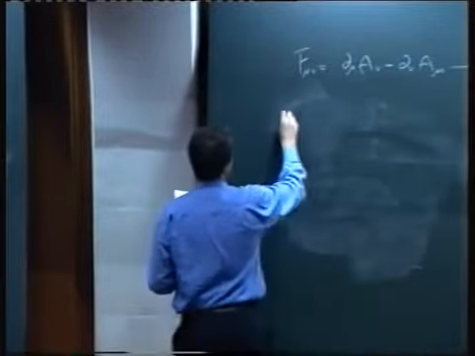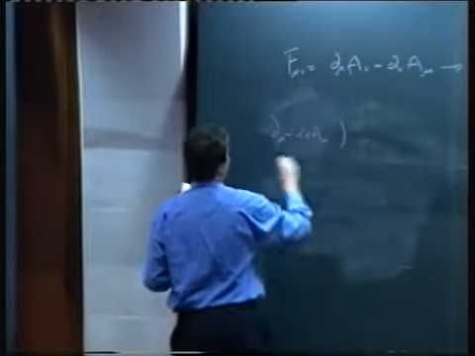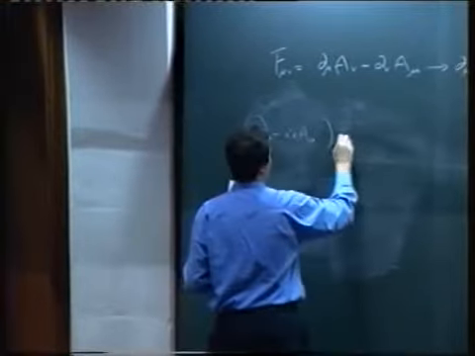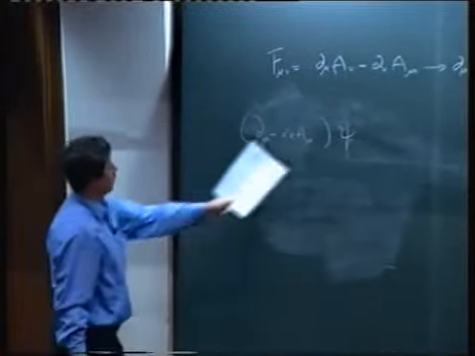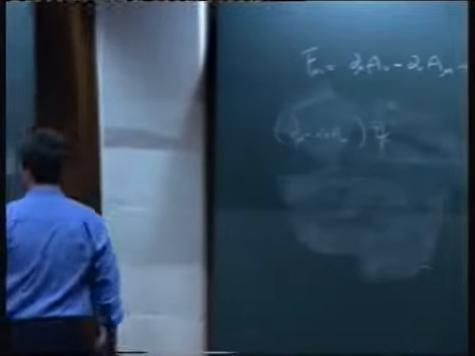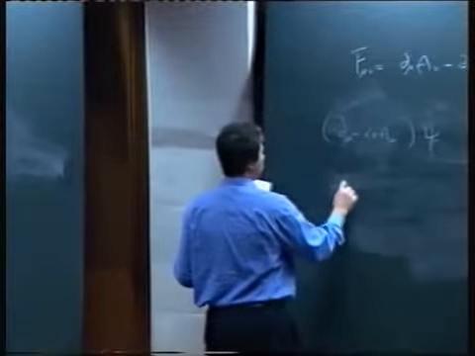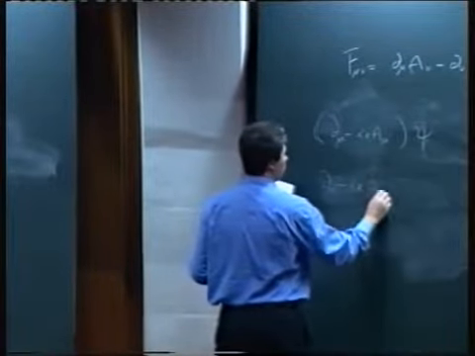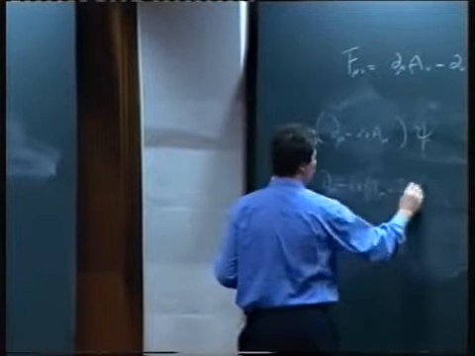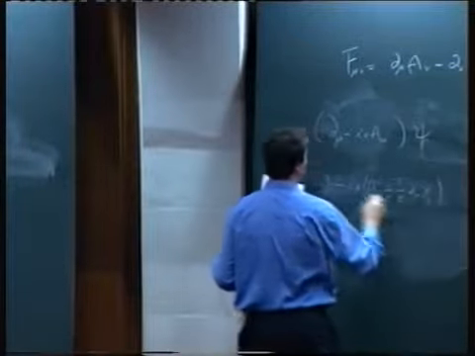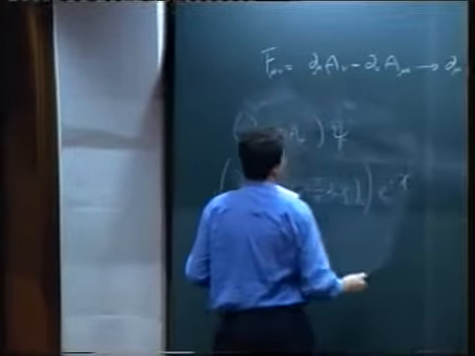If you take the expression d mu minus i e A mu, this covariant derivative acting on psi, what I'll now do is make my transformation, so you'll get d mu minus i e, A mu plus 1 over e d mu chi, and now acting on e to the i chi times psi.